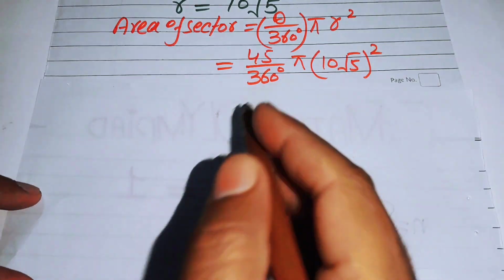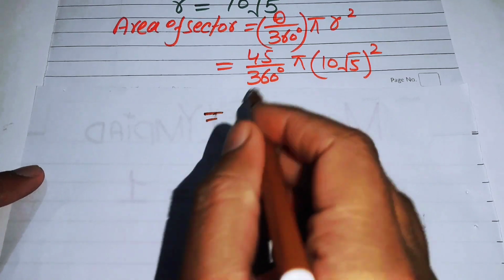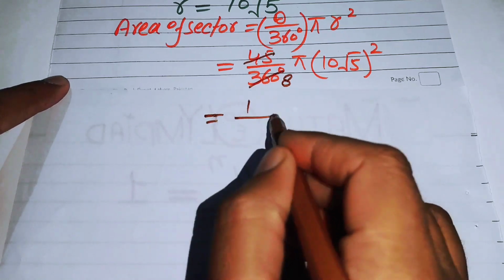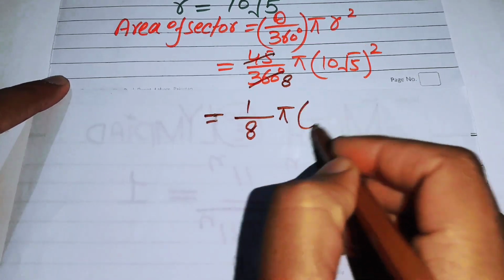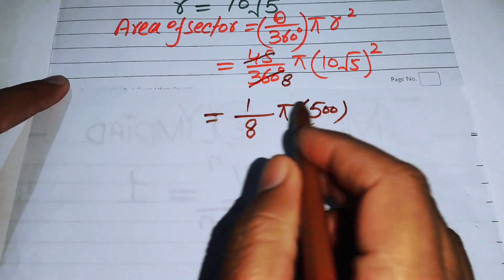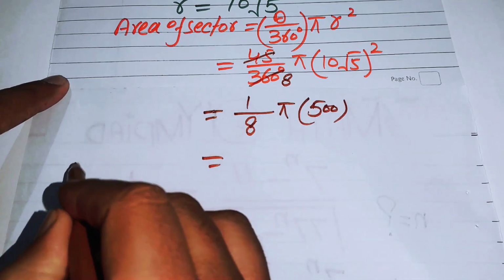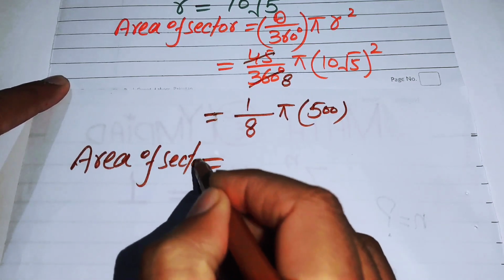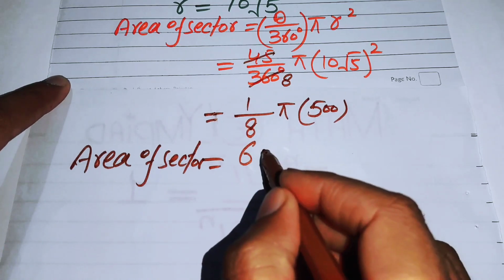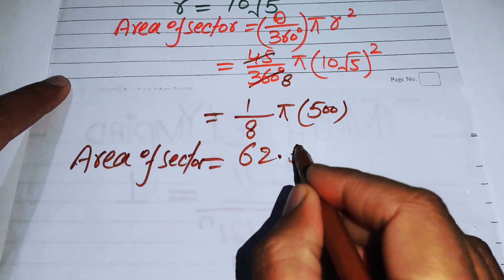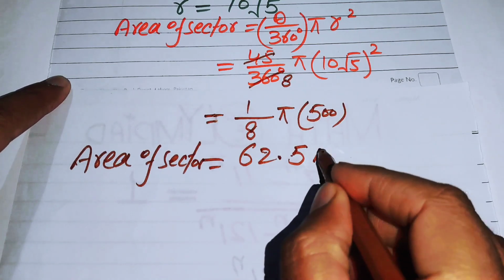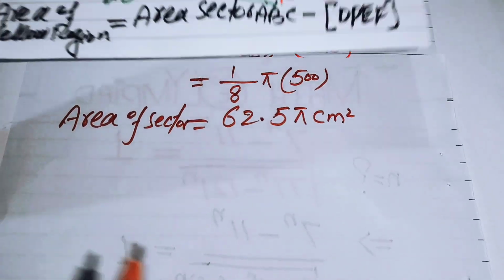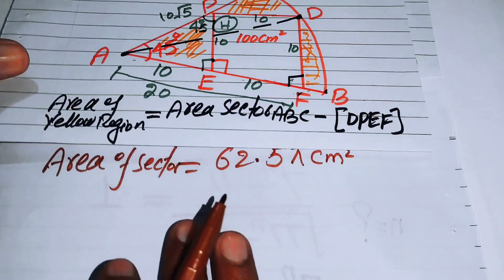Here we need to make a little bit of simplification, so we can divide 45 by 45, and 8 is 360. So you get 1 over 8 times pi times 500. When we divide 500 by 8, you will get the area of the sector equal to 62.5 pi centimeter square. So this is the area of the sector, and here we move towards the final answer of this problem.